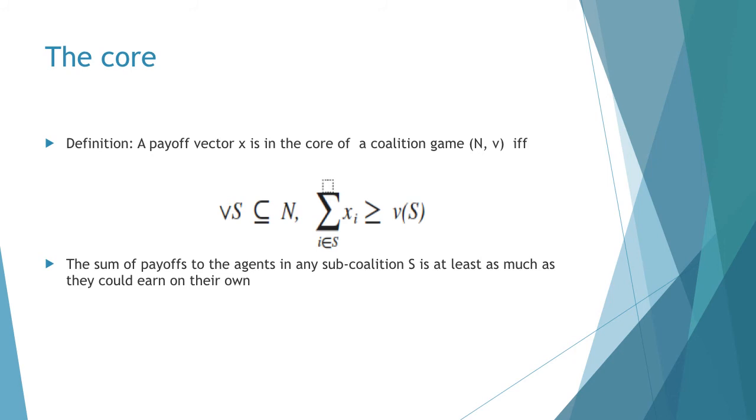After discussing the Shapley value, let's move on to another way of distributing payoffs in a coalition game, which is the core. The core is another way of distributing payoffs in coalition games, which is based on stability. Now let's look at the definition of the core. A payoff vector x is in the core of a coalition game if and only if the sum of payoffs to the agents in any subcoalition S is at least as much as they could earn on their own.